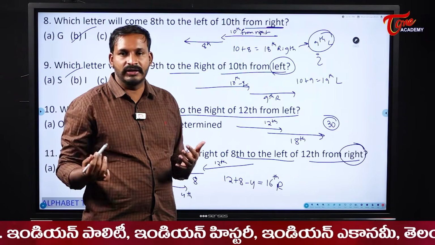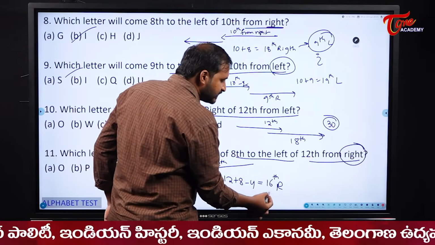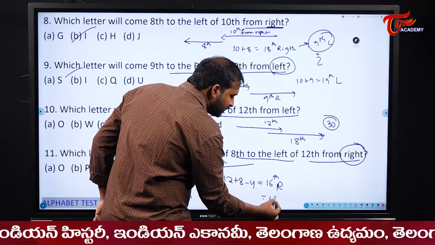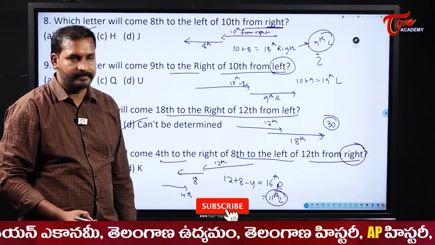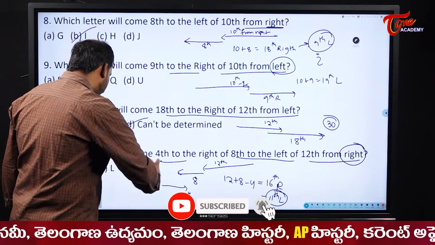So I will convert it into left. How I will convert? 27 minus 16. What it becomes? 11th from left. What is the 11th alphabet from left? K. King's 11 Punjab. K is the 11th alphabet from left.